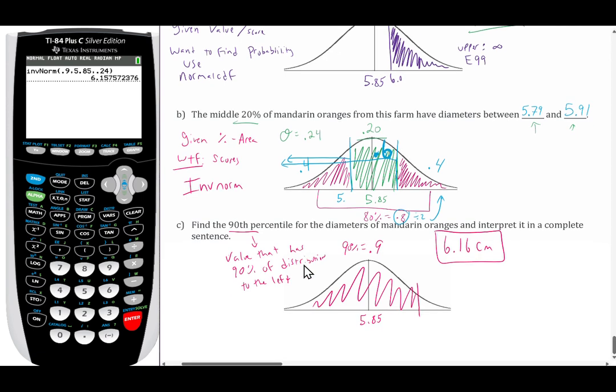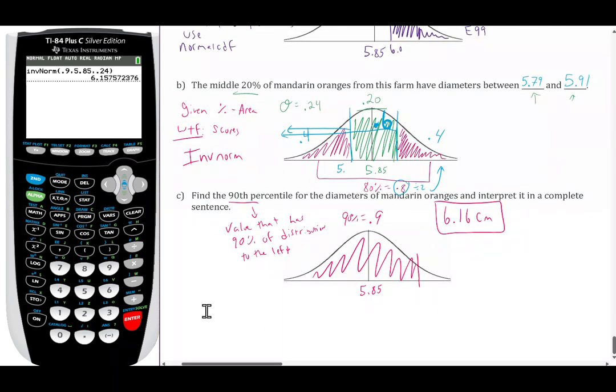So it says interpret it in a complete sentence. Well, this means that 90% of the mandarin oranges on this farm will have a diameter of 6.16 centimeters or less.